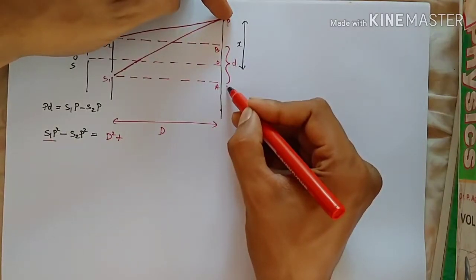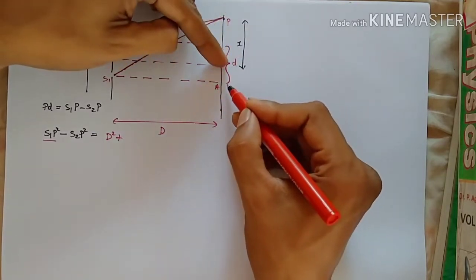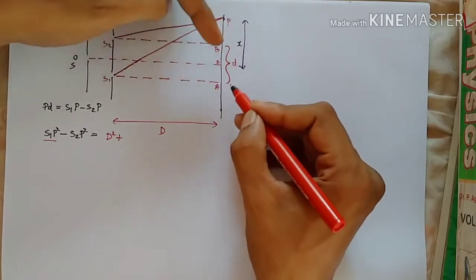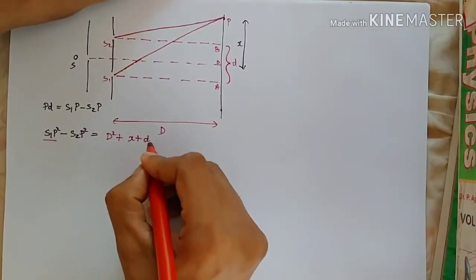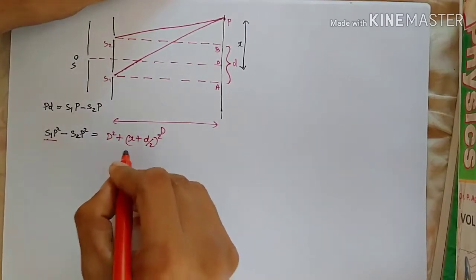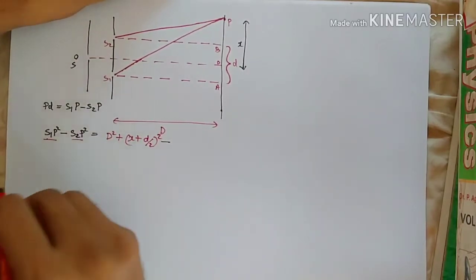This distance is not x, or it's not d also. It is x plus this distance, that is x plus d by 2. Therefore, AP is x plus d by 2, therefore D square plus (x plus d by 2) the whole square. S1P square is like this. Minus, next is S2P square.